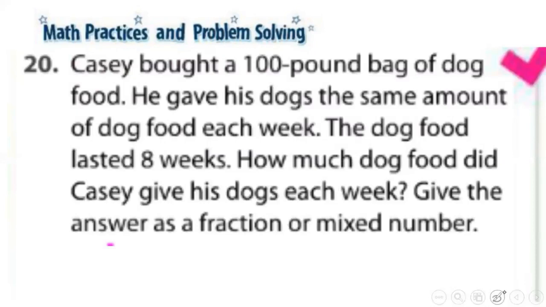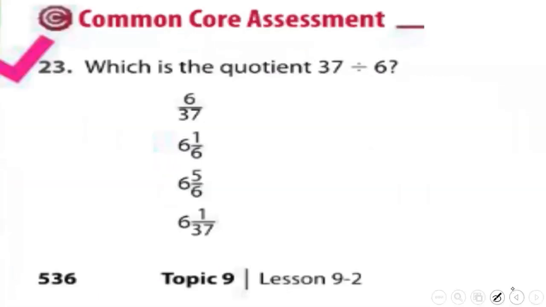Casey bought a 100 pound bag of dog food. He gave his dogs the same amount of dog food each week. The dog food lasted 8 weeks. How much dog food did Casey give his dogs each week? Give the answer as a fraction or a mixed number. Okay, it will be 12 and a half pounds. Okay, move to the last part in our session today. It will be common core assessment.